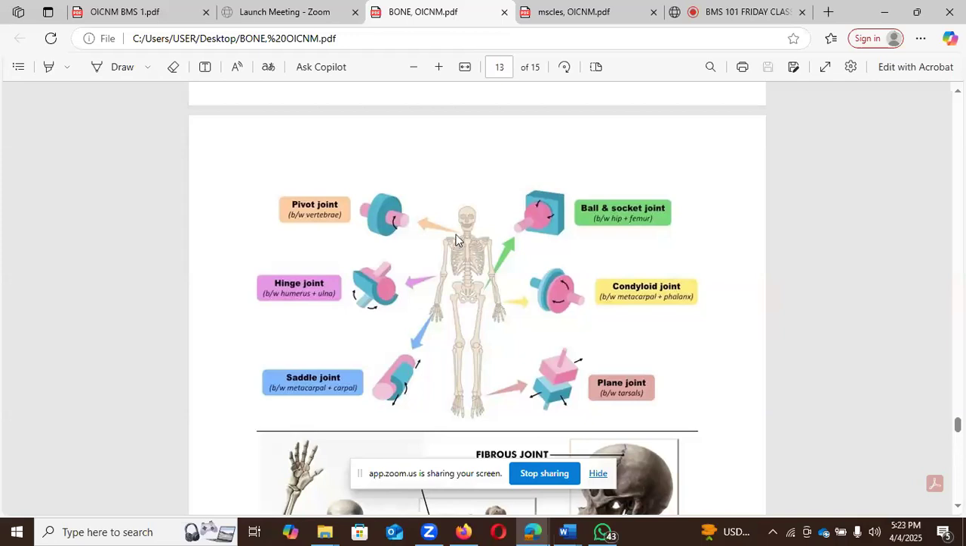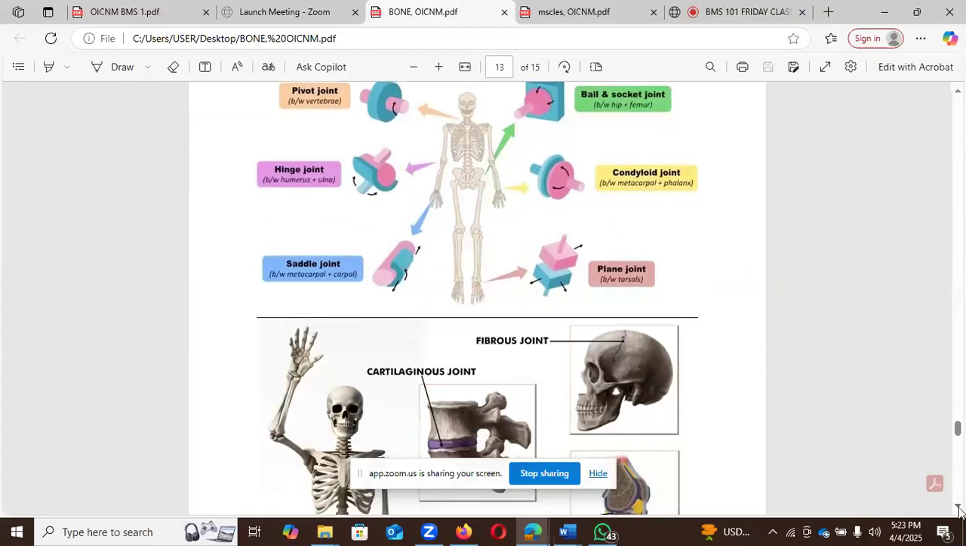In the neck, you have the pivotal joint. You know, the neck has a vertebral column, vertebrae. The hinge joint is the humerus and the ulna, where you have the elbow. Then the saddle joint is the metacarpal and the carpal. That's where you find the saddle joint. So these are the subtypes of joints.